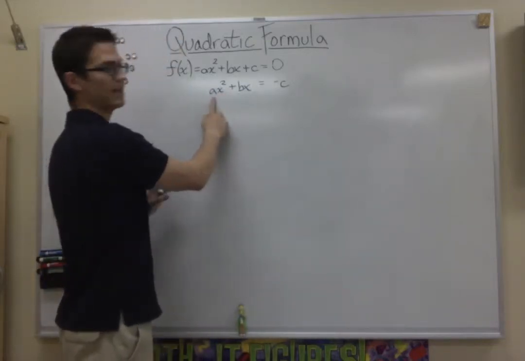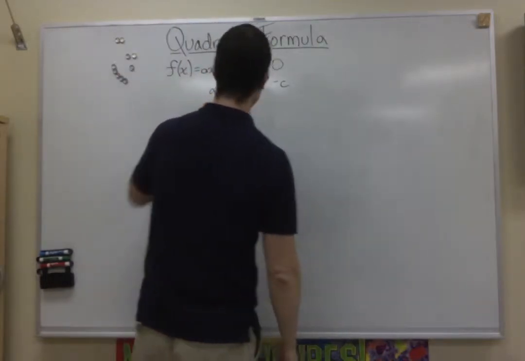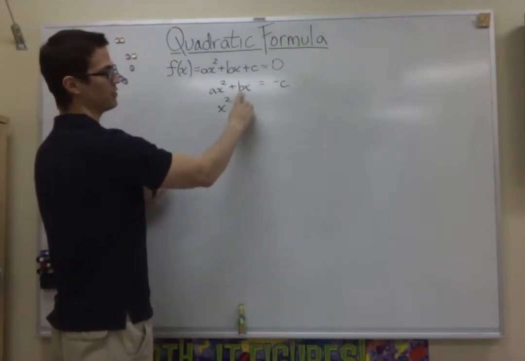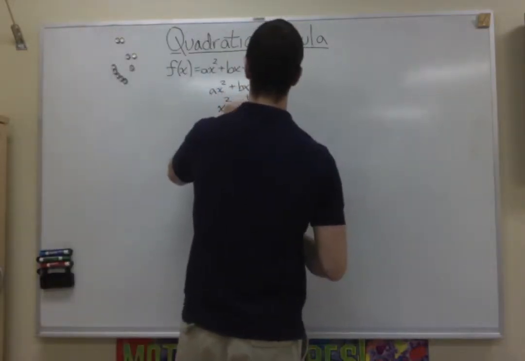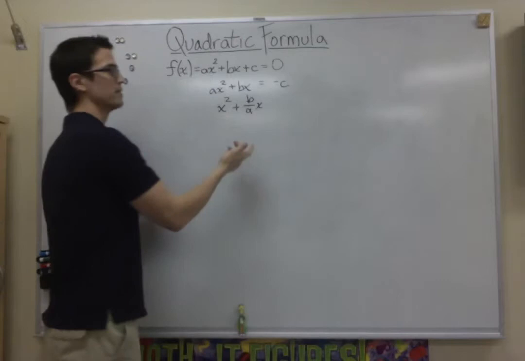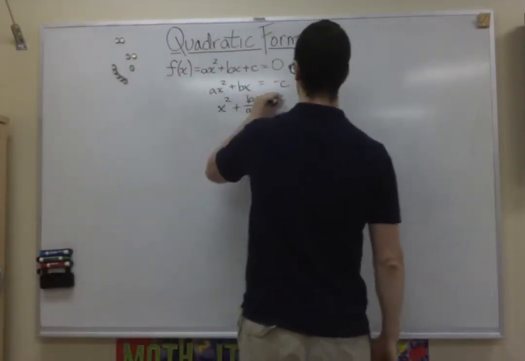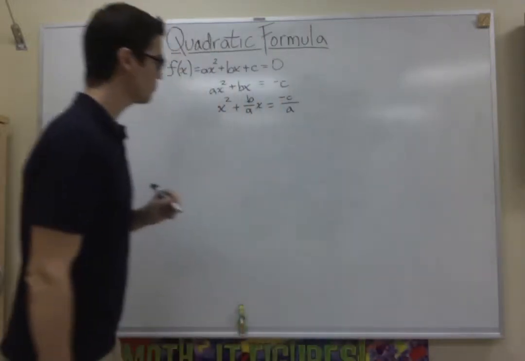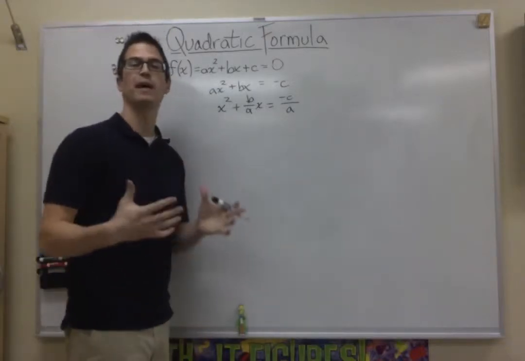So ax squared right here divided by a would just be x squared. I'm going to write x squared in there, plus, now I'm dividing this whole side by a, so that would include bx being divided by a, so it would be b over a times x. Then I'm dividing this side by a as well, so real simple, it would just be negative c over a.